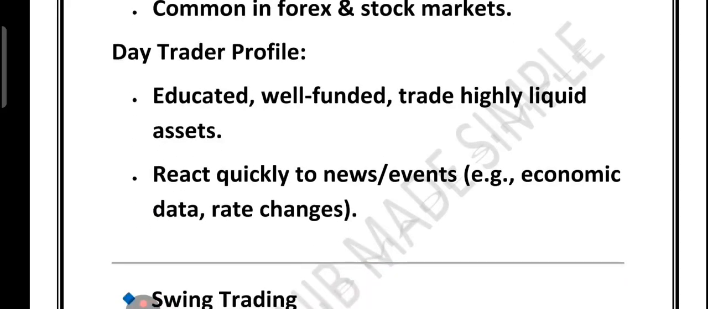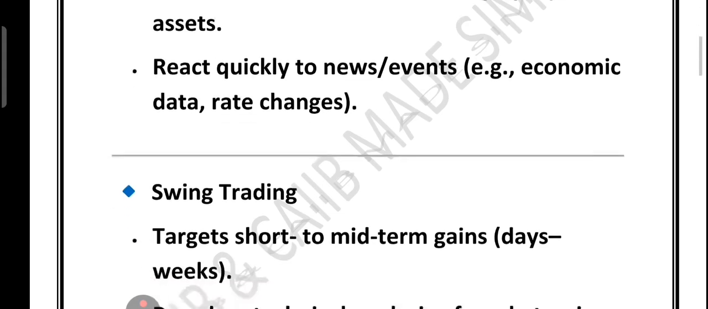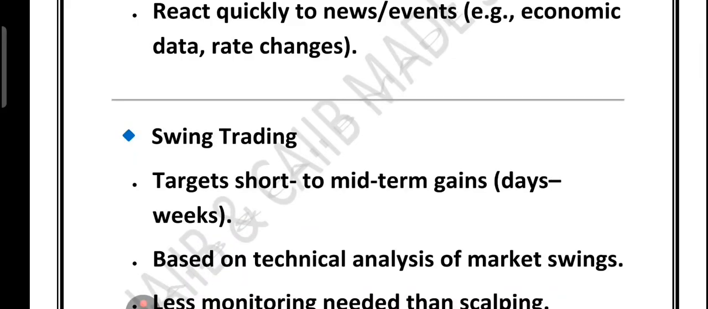A typical day trader is someone who is well informed, financially strong, and he or she is ready to act instantly on breaking news like interest rate change, inflation data, or global event. That is called day trader. In short, day trading is all about speed, timing, and discipline. It's not only about holding position overnight, but also about capturing the intraday move. So just now, let's quickly revise the key points. Buy and sell same day, right? Use high leverage, common in Forex and stock market, and day traders are educated, quick, and trade liquid asset. Remember these key points.